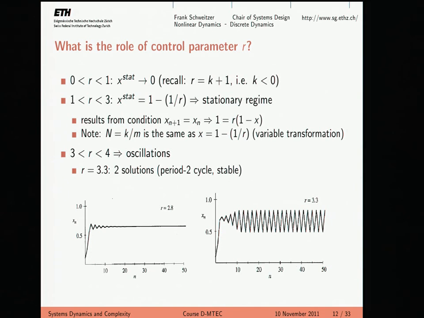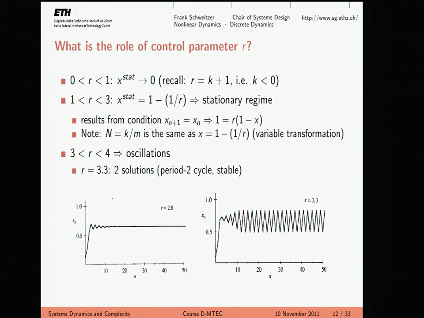We only have one control parameter. So if r is between 0 and 1, what would that mean? Remember, we had k plus 1 is equal to r, just intuitively, without calculating any math. If r is between 0 and 1, this means that k is negative, but k was your birth rate. So if the birth rate is negative, the population dies out, and nothing happens. And that's why the stationary state is 0. There are no rabbits in our population. You don't need to plot anything.